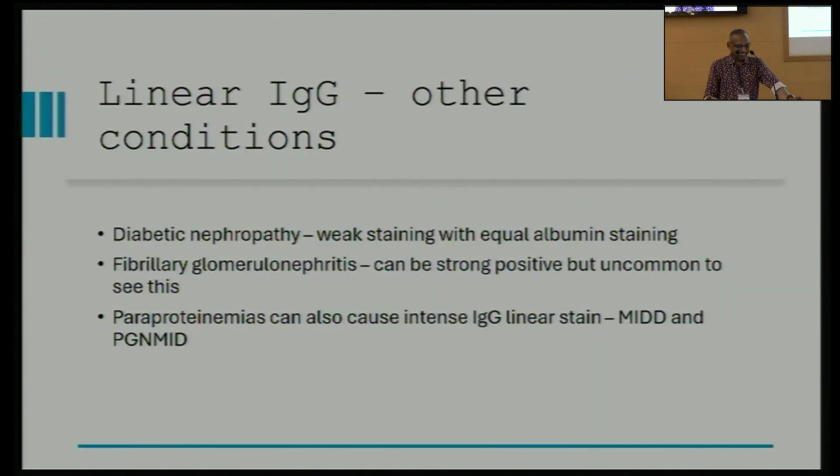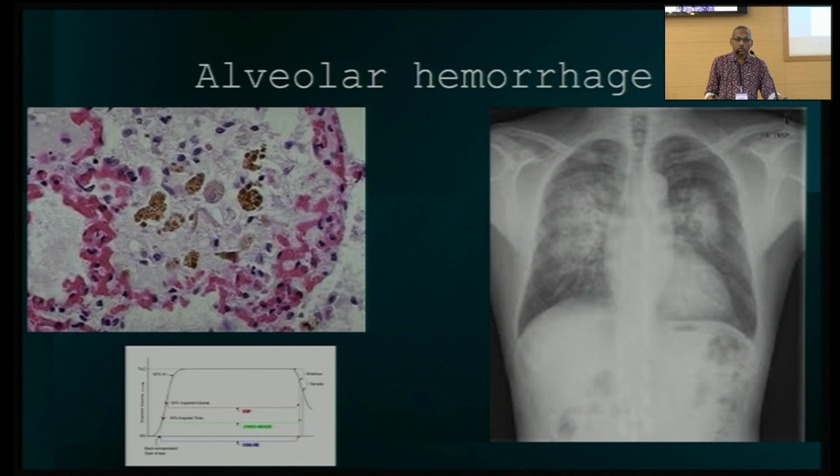So these are other conditions in which a linear IgG develops, which we also know and is useful especially for exam purposes. So in diabetic nephropathy, there is a weak IgG stain, but you can get a similar intense IgG stain in fibrillary glomerulonephritis as well as in paraproteinemia, especially in MIDD and PGNMID. You can get this type of stain. But then it is not really confusing for us because you can easily make a diagnosis that this is not an anti-GBM disease. And then alveolar hemorrhage. So this should be easily diagnosed.